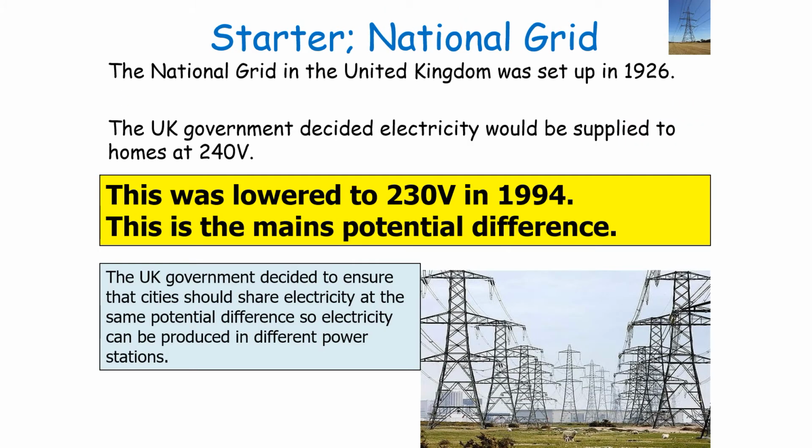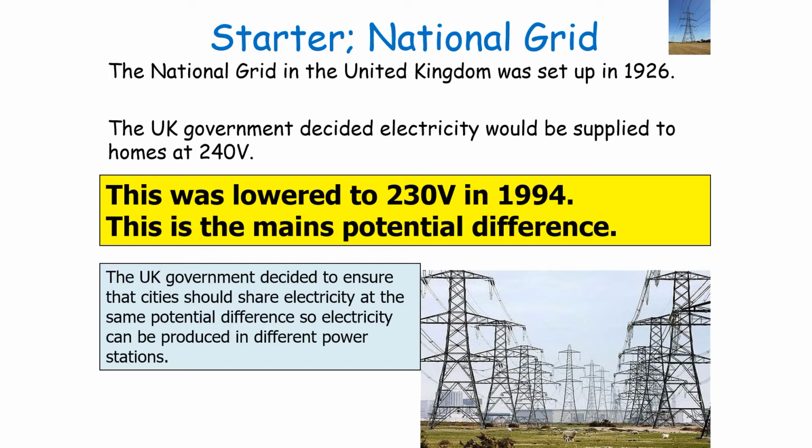Now the national grid in the United Kingdom was set up in 1926, and the government decided that electricity would be supplied to homes at a potential difference of 240 volts. This was lowered in 1994 to 230 volts. The reason why we set up a national grid was to ensure that cities share electricity at the same potential difference, so electricity could be produced in different power stations around the country.